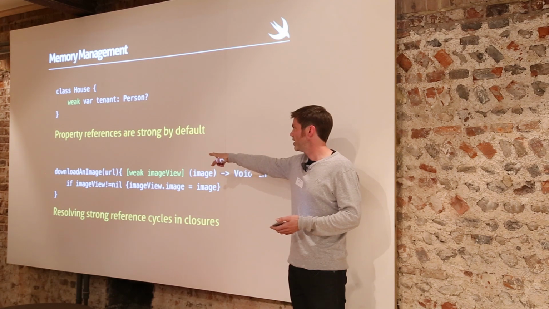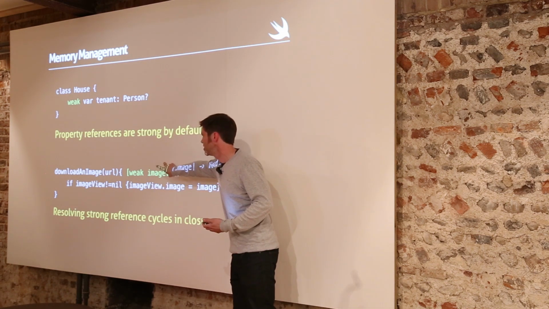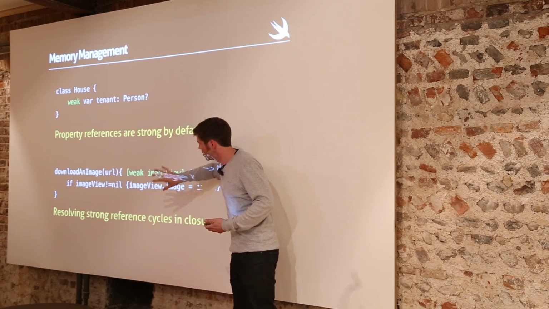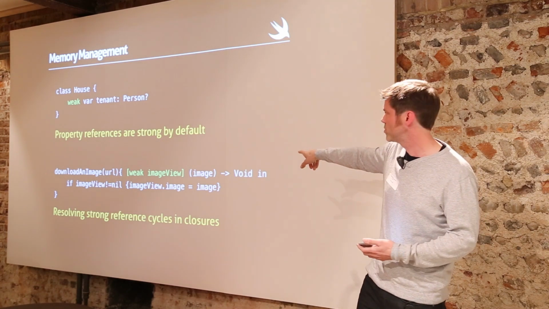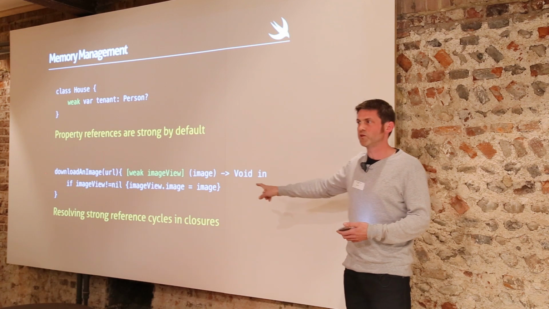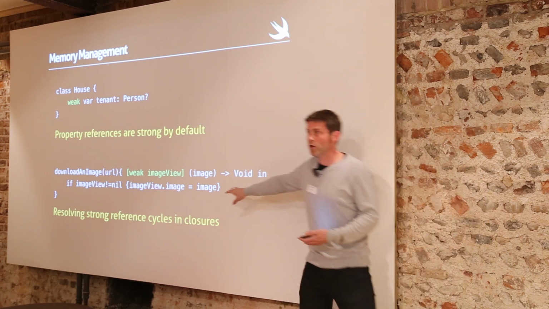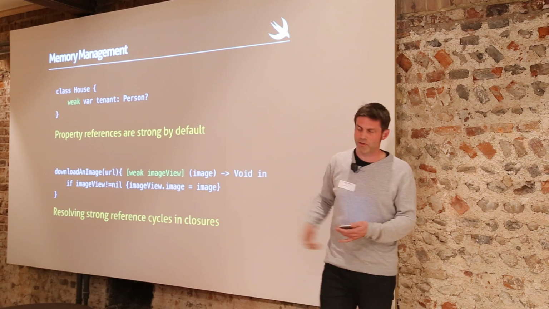So this is the block code, the closure code, but this is like telling the closure how we're going to treat this reference to the image view. So treat the image view as a weak reference. If that image view goes away, then don't hold on to it, because if we don't do that, it will actually hold on to it.